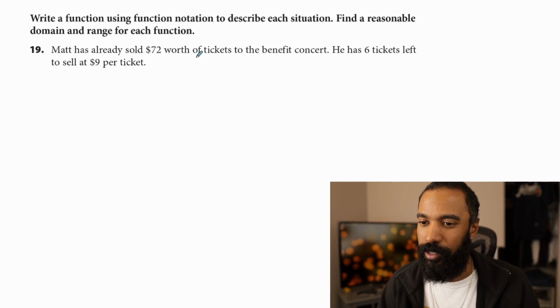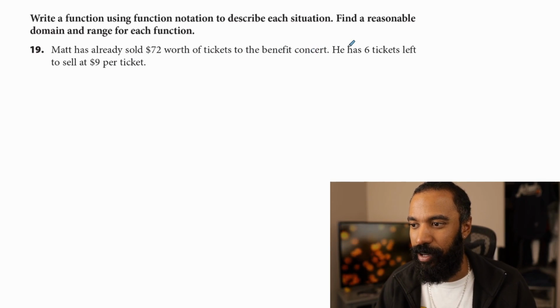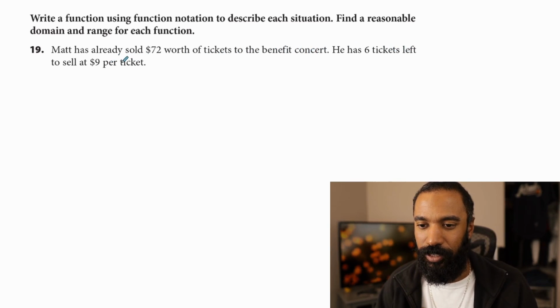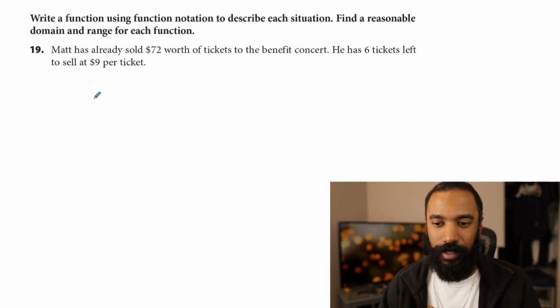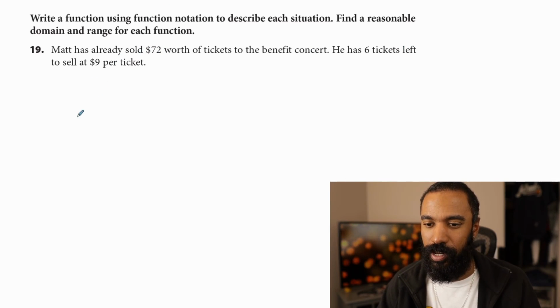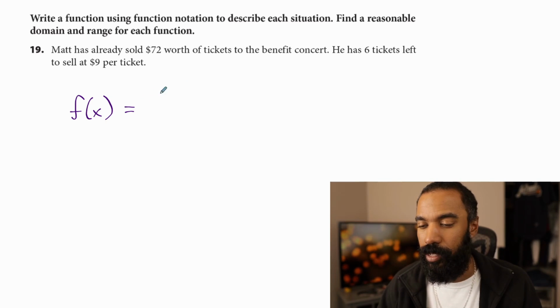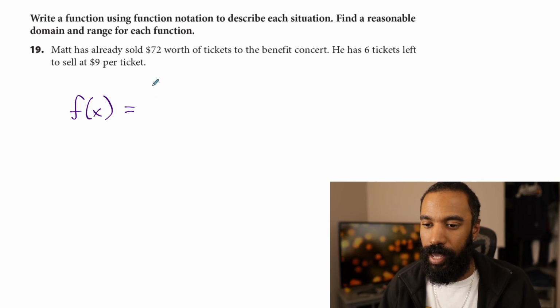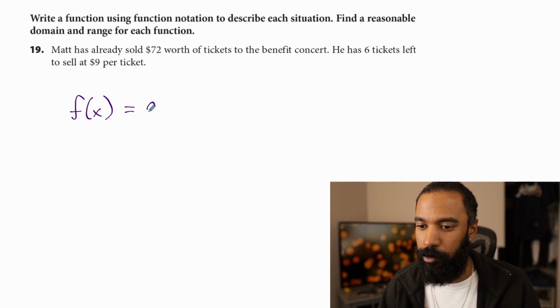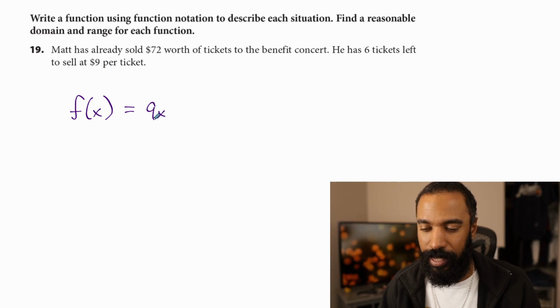Number 19, Matt has already sold $72 worth of tickets to the benefit concert. He has 6 tickets left to sell at $9 per ticket. So I think you're making sense of these enough that it's all working out. This is all dollars, and this time it's number of tickets. It's not time anymore. So we're going to sell $9 per ticket. Multiply that by the number of tickets that you sell. That's how much money you're going to make with that.